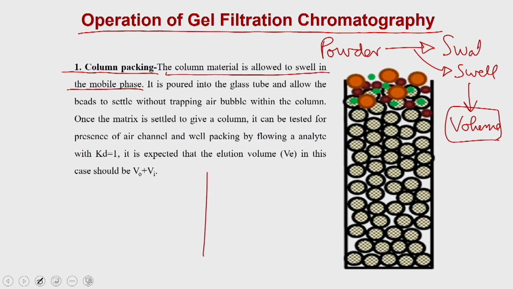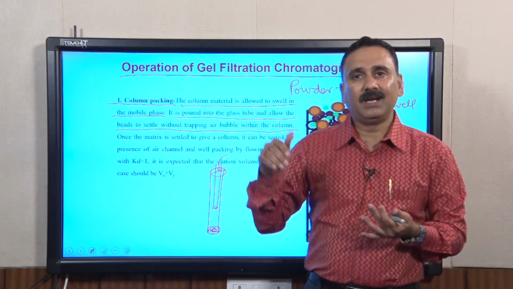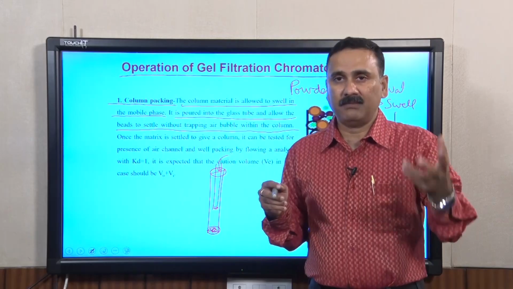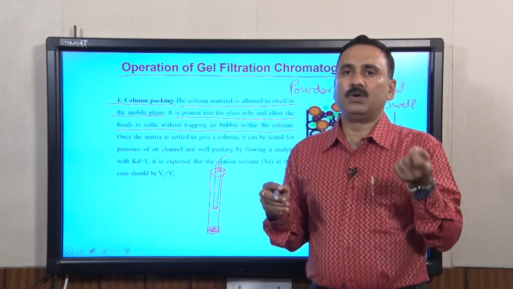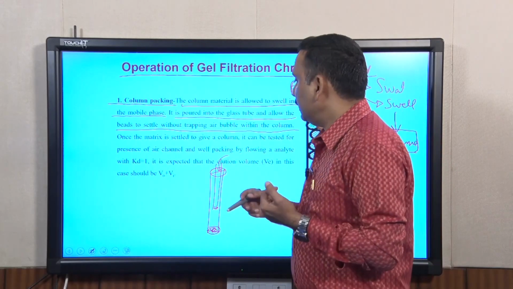So, mostly you have a glass column which has a filter at the bottom, and you have a plunger which you can use to pack the column. Through this plunger you are going to pour the material into the glass tube and allow the beads to settle without trapping air within the column. While you are settling it down, you are also going to flow the water or buffer through a pump. You can use a peristaltic pump, or you can use the pump present in the protein purification system.